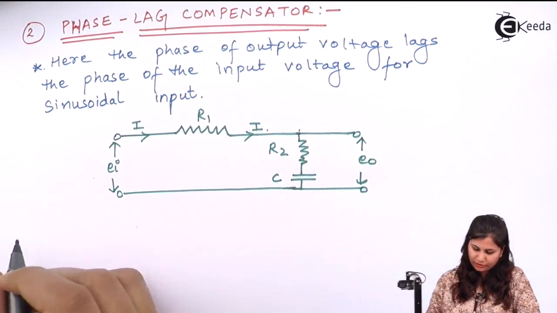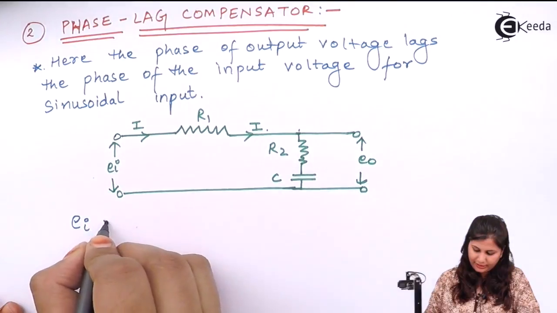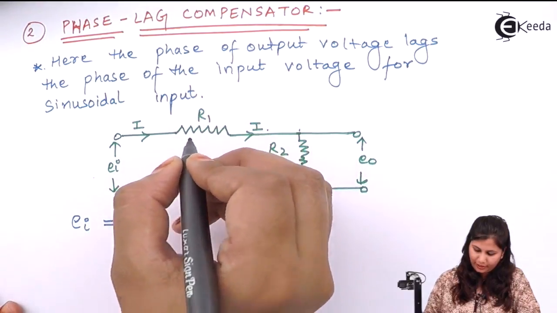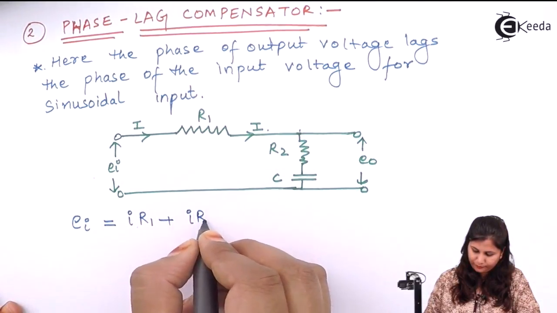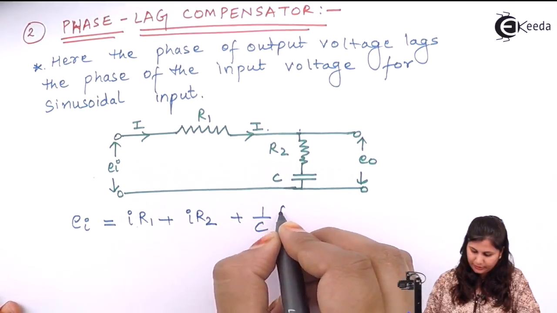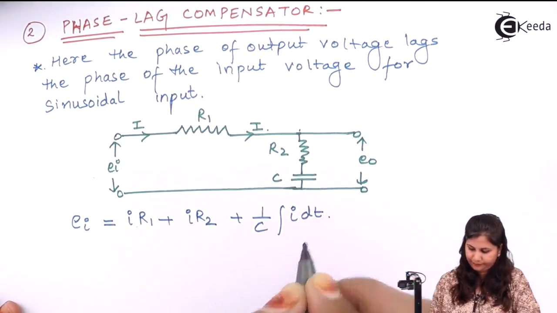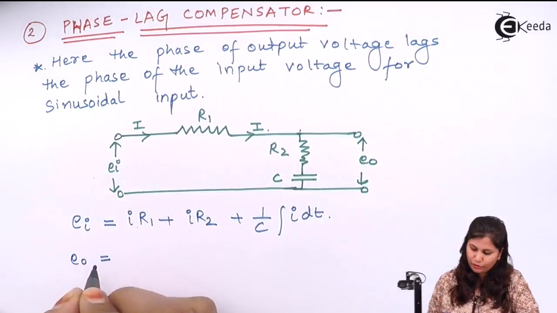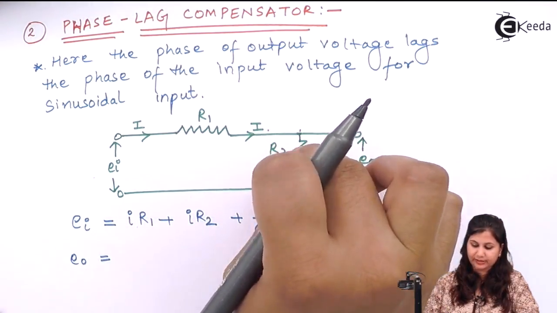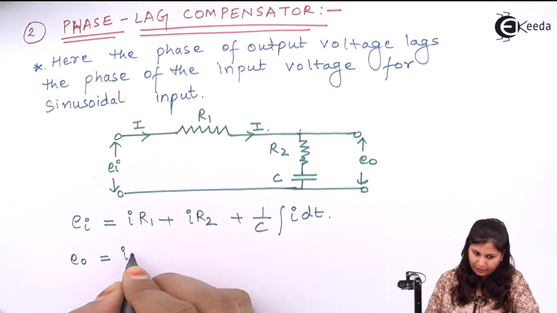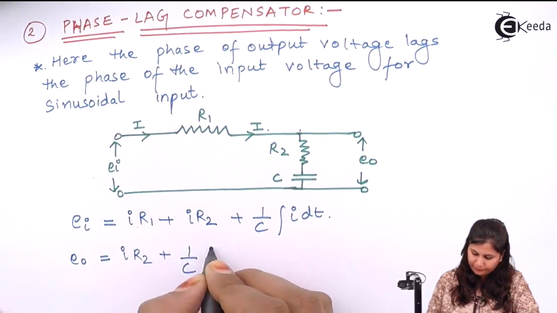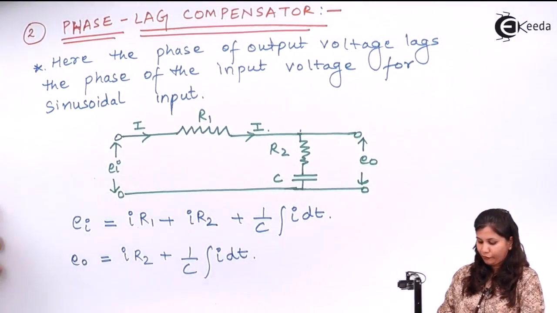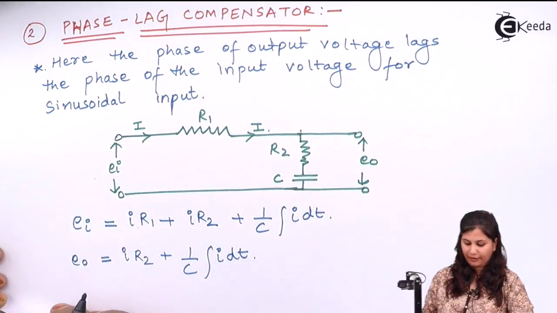So if we write the equations for this electrical network, we have Ei equals I R1, I being this current, plus I R2 plus 1 upon C integration I dt. This is the input voltage, and E naught is the output voltage. It is equal to the voltage across the resistance and the capacitor, so it will be I R2 plus 1 upon C integration I dt.